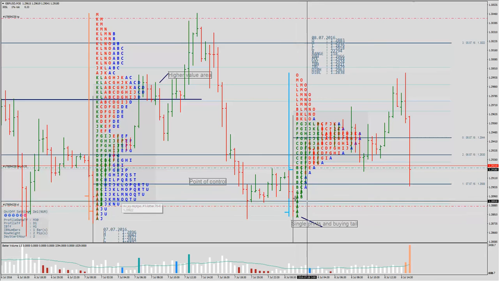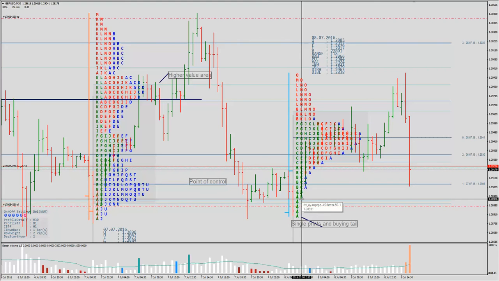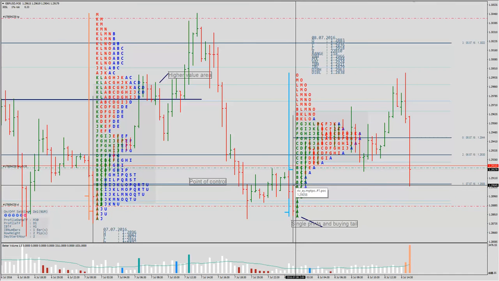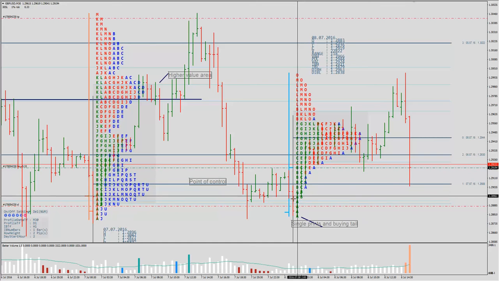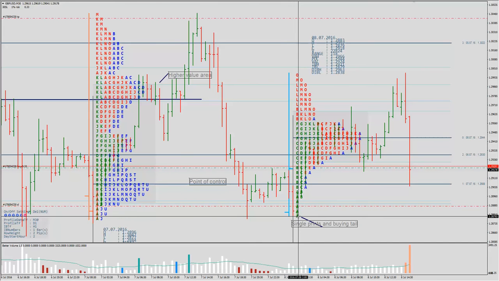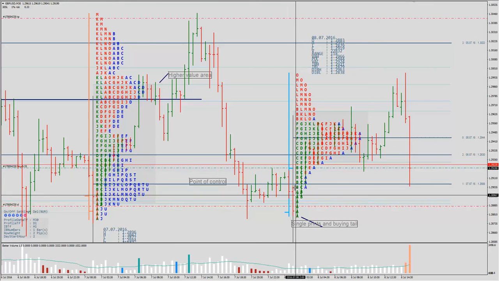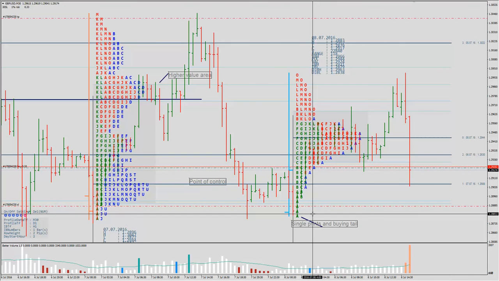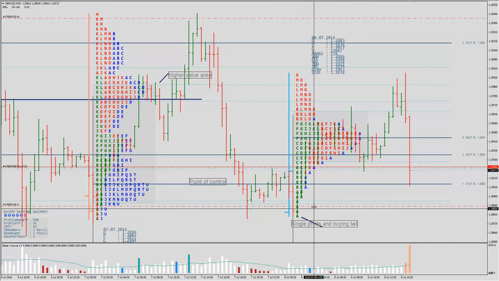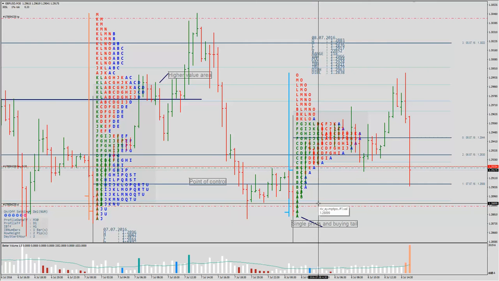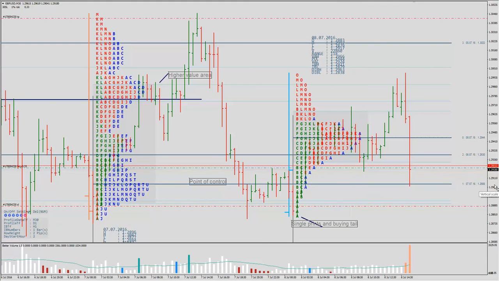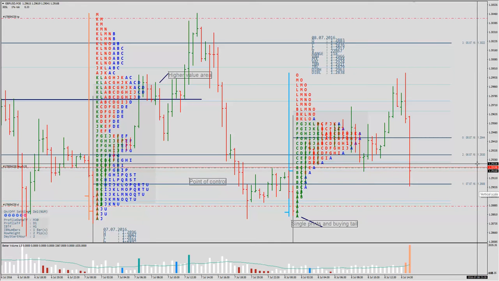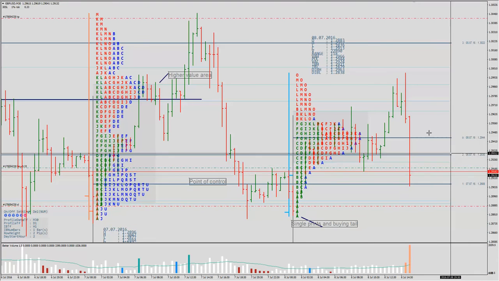So single prints happened near the point of control, and single prints held successfully for a very, very long period. As you see, these single prints, we didn't break even in the London session. So this is a very, very strong sign that the larger time frame buyers are interested in the buying side today. Okay. So today, there are two options in my opinion for price action.